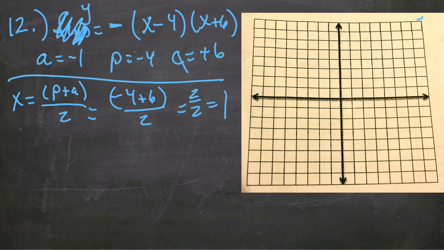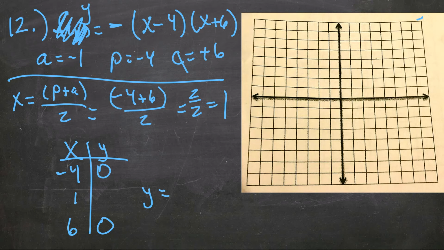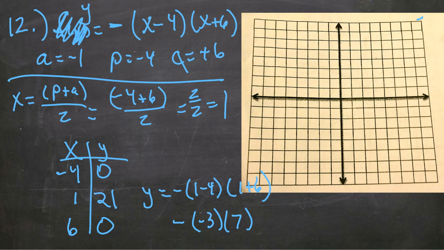So I make my XY chart. I do negative 4, 0, 1, 6, 0. I have to plug in 1. Y equals negative 1 minus 4, 1 plus 6. Get negative 3 times positive 7. So I get 21. So I have to change my scale. I'm going to make my scale go by 3s.